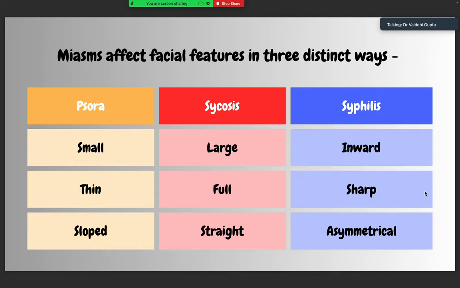I'll discuss it further. And in Sycosis, it's just the opposite of Psora. In Psora, it was small; in Sycosis, it is large. Large eyes, large mouth. In Psora, it was thin; in Sycosis, it is full. In Psora, it is sloped, slightly inclined, while in Sycosis, it is straight. And in Syphilis, it is inward, like teeth. The teeth are inward in direction. They are sharp and asymmetrical. Asymmetrical is very important in Syphilis, because there is deformity in Syphilis. That's why asymmetrical is a very important feature of Syphilis.